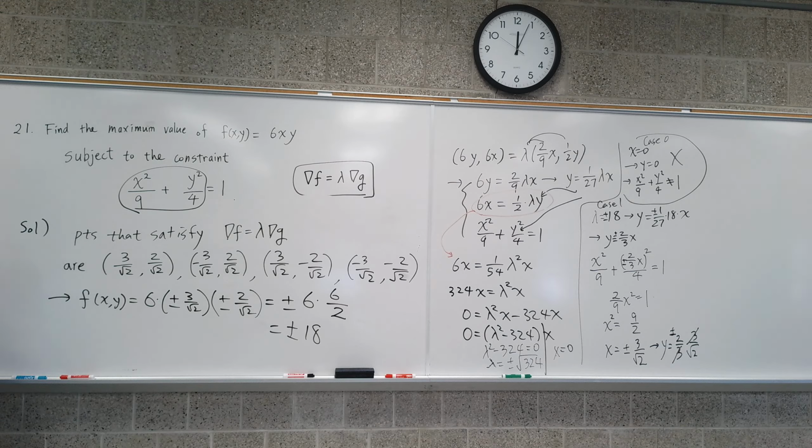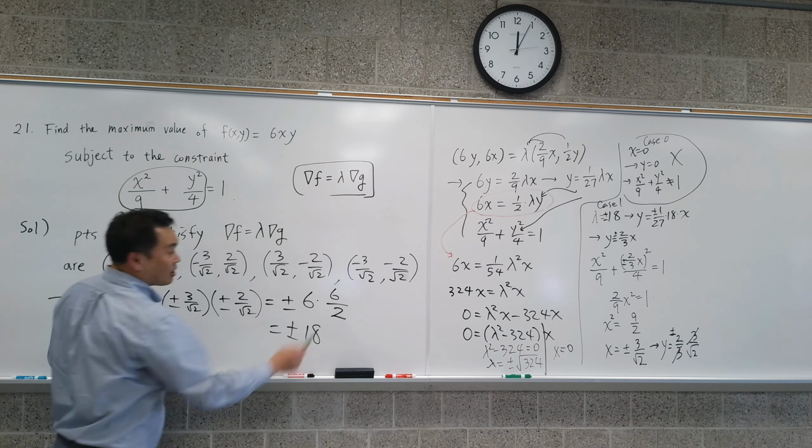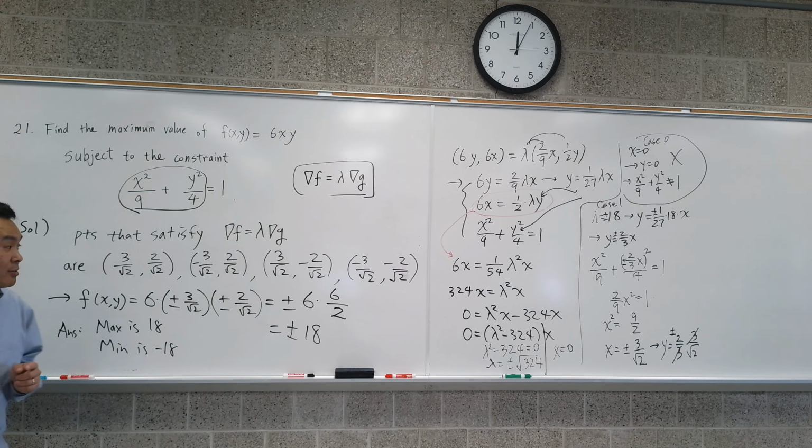And of course, 18 is bigger than negative 18. So the answer is max is positive 18 and min is negative 18. Now, if you also need to specify the location where this happens, positive 18 happens here and there. Those are the 2 cases when you get the positive. Negative 18 happens here and there. So that could also be a question that you have to answer.